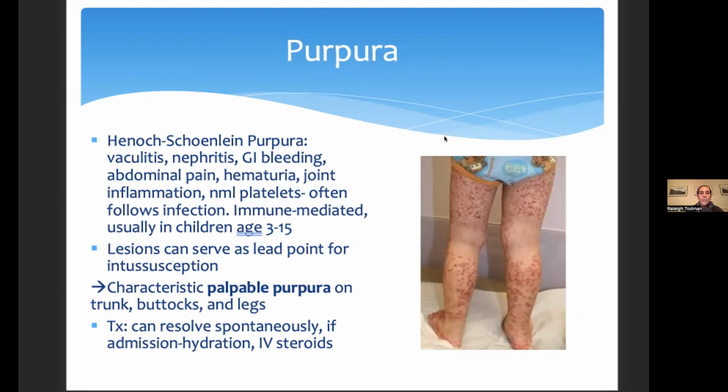And one thing to know is that a lesion in the intestine can serve as a lead point for intussusception. But this is a characteristic lower extremity palpable purpura on the buttocks, the backs of the legs. And this is self-limited. This can resolve spontaneously, but if admission is warranted because of abnormal kidney function or GI bleeding or severe pain, then kids can be admitted for hydration and pain control, steroids if really severe. This is the most common vasculitis of childhood.